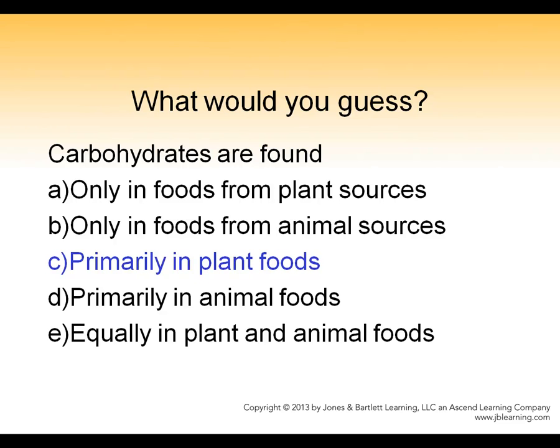So putting that together, where are carbohydrates found? They're found primarily in plant foods because plants are the only ones that make them. Because we don't eat blood, milk is the only animal source where you will find carbohydrates.